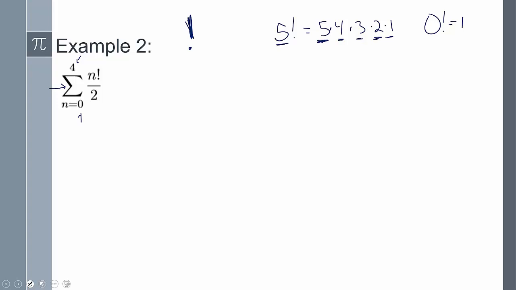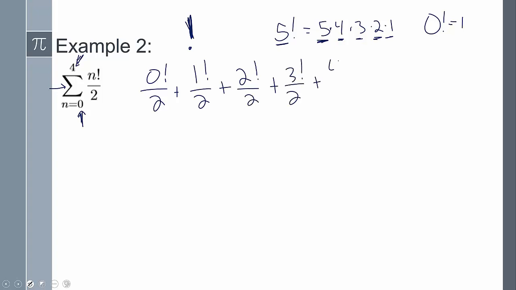So not too bad of a concept, but let's apply it to this. It's a sum of all the terms from the 0 term to the fourth term. So this is going to be 0 factorial over 2 plus 1 factorial over 2 plus 2 factorial over 2 plus 3 factorial over 2 plus 4 factorial over 2.